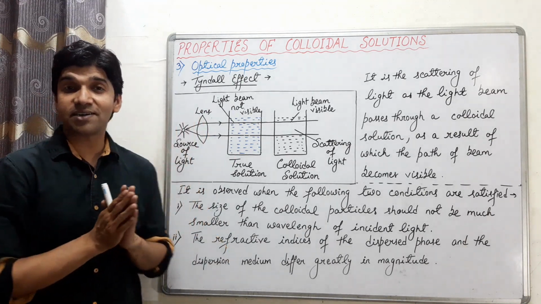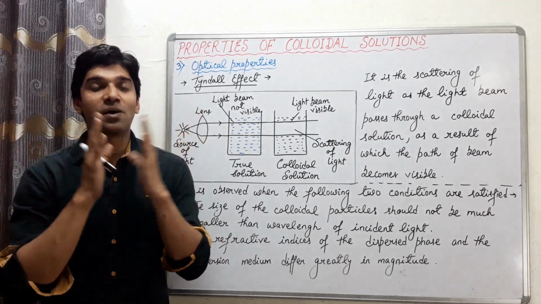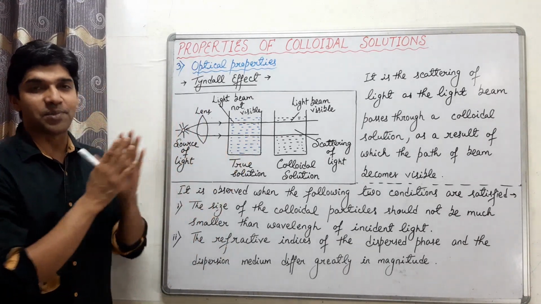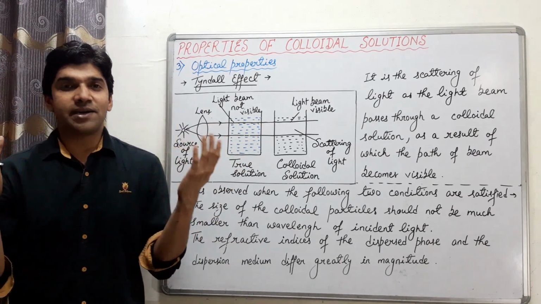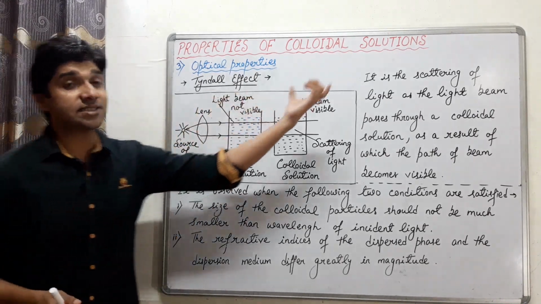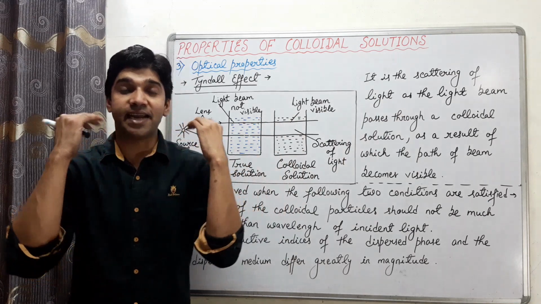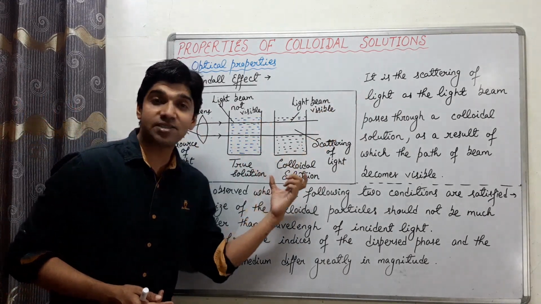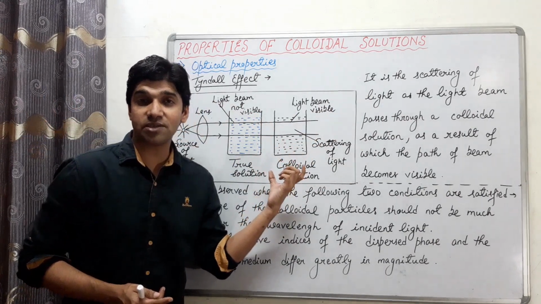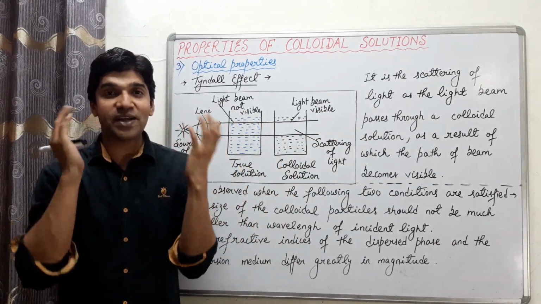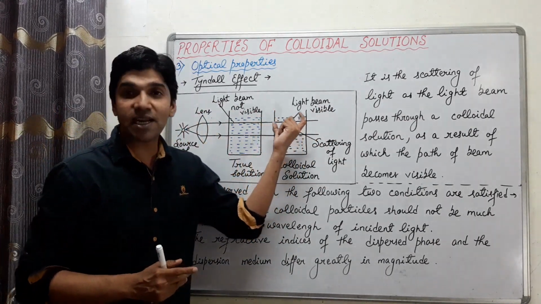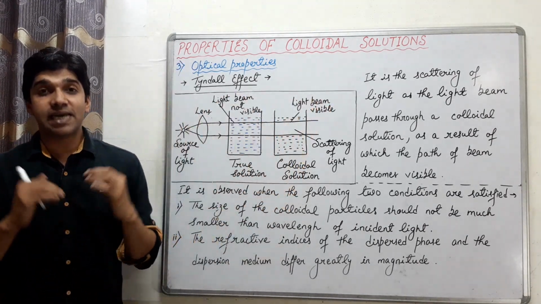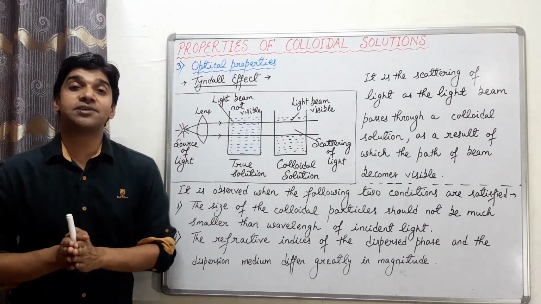What is Tyndall effect? And you must have learned about it in the lower class in your 9th standard. वही सेम है यहाँ पर. तो क्या होता है Tyndall effect? It is the scattering of light. Light gets scattered. कब हो रहा है? As the light beam passes through the colloidal solution, and as a result of which the path of the light beam becomes visible. That is called Tyndall effect.